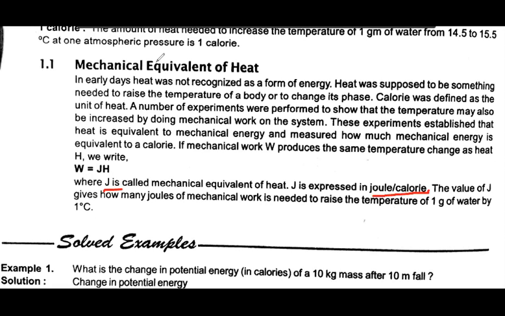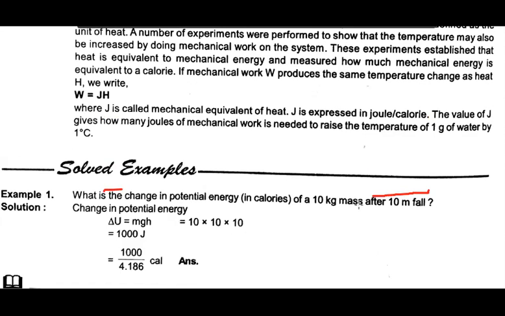Okay. Now think about it. The question here is, what is the change in potential energy in calories of 10 kg mass after a 10-meter fall? So we know that the work done in this case is mgh. And what is mgh? It is 10 into 10 into 10, which is 1000 joule, which is equal to the change in potential energy. Got it? Easy?